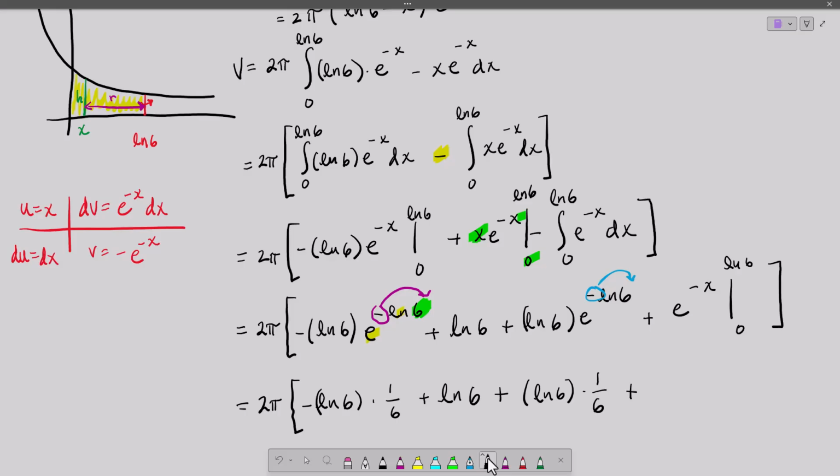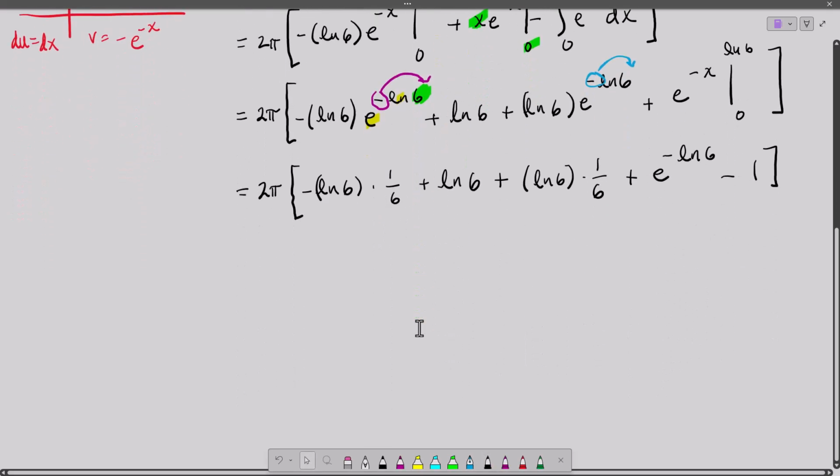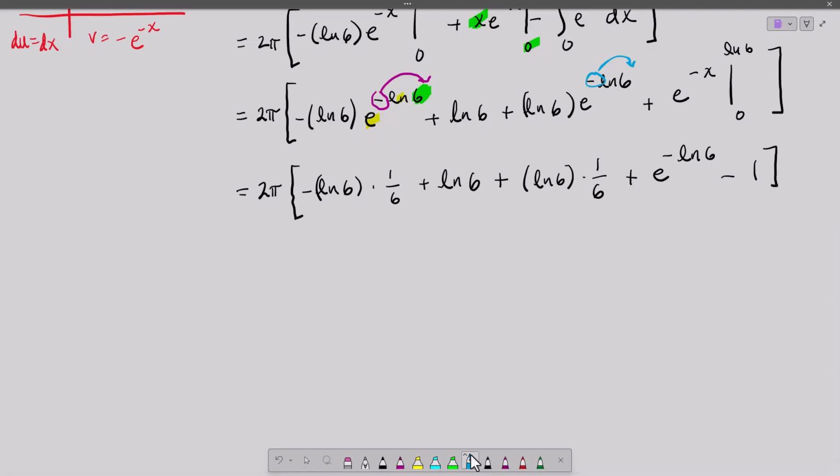And then we're here, and we have e to the minus natural log of 6. And there's another one of them. Minus e to the 0, which is 1. Okay. Now we notice that, hey, there's a negative one of these and a positive one of those. So those are going to cancel. So we will have 2 pi natural log of 6 from here. And then we have the -1 from the end.